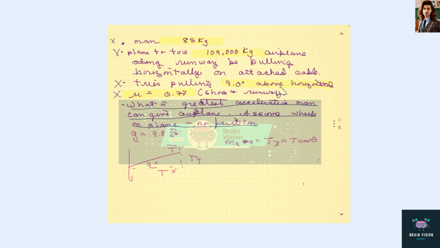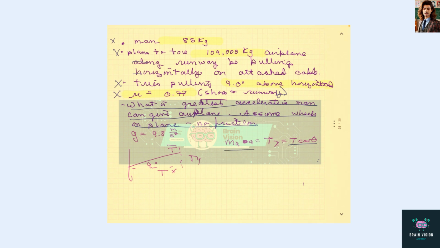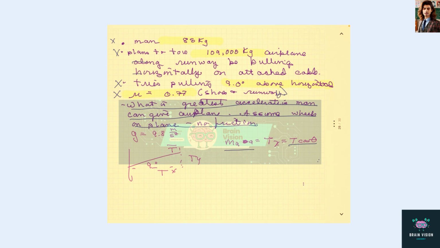So here's just a quick sketch that I did to get my horizontal components of the tension T. If the man is pulling with the tension of T, then T times the cosine of theta will equal the mass of the airplane times A. That's the mass of the airplane times the acceleration of the airplane.